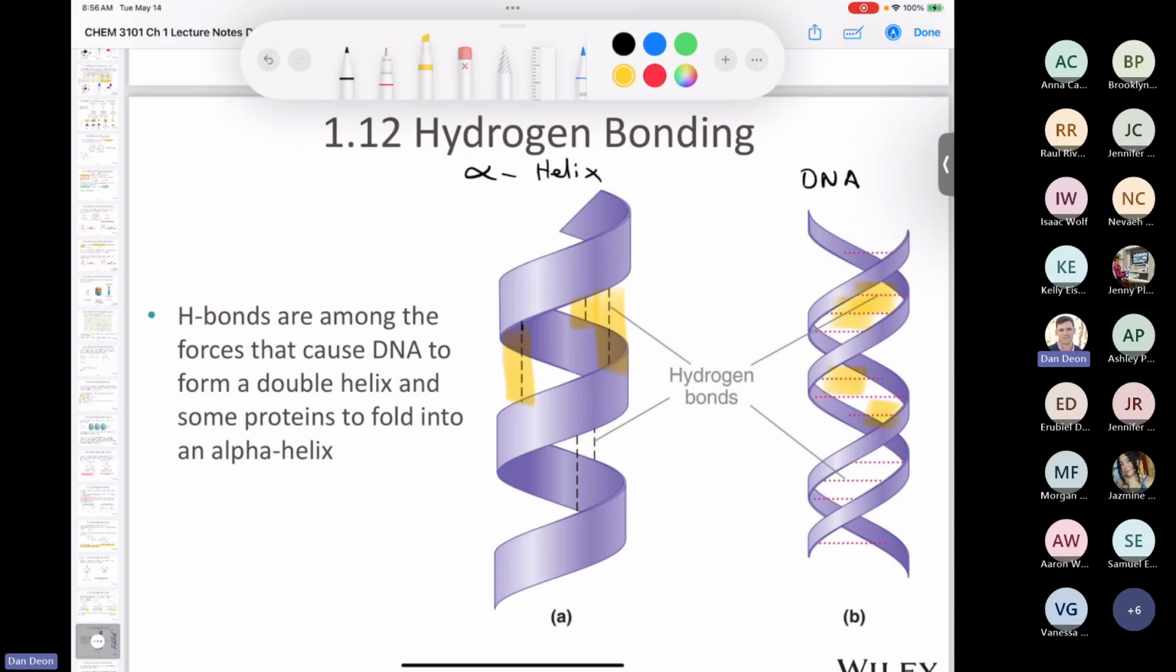So you can see how somebody who studies biology, molecular biology, cell biology, how they have to understand hydrogen bonding very, very well in order to have a full understanding of the subject.